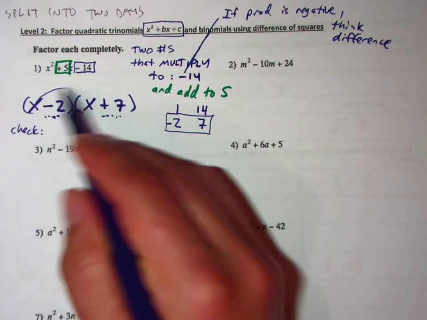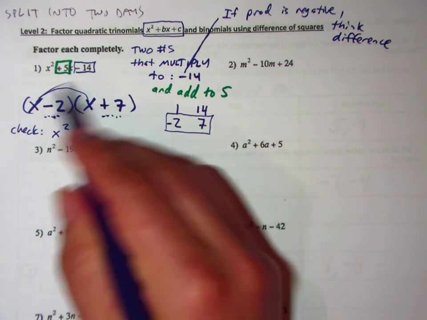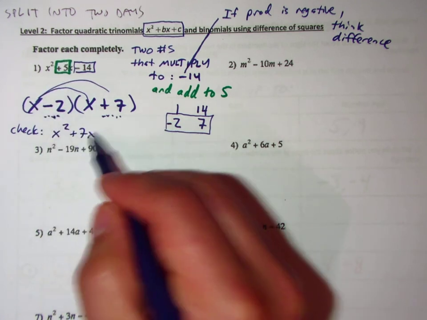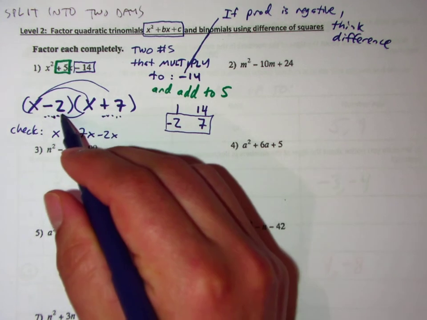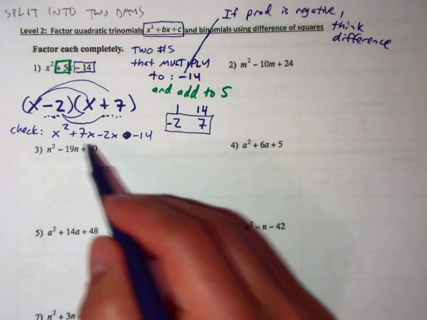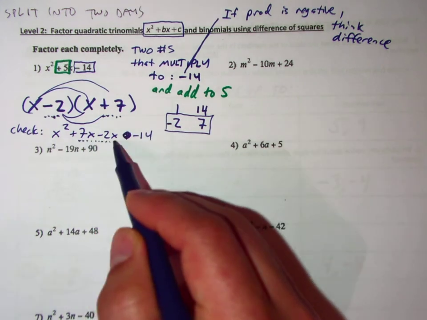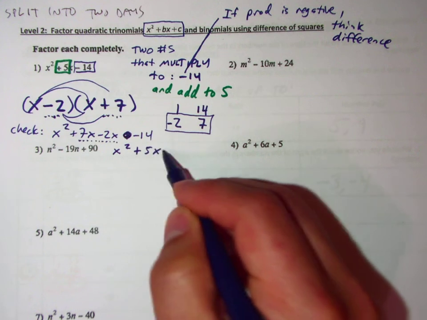If you take x times x, you get x squared. X times positive 7 is 7x. Negative 2 times x is negative 2x, and then negative 2 times positive 7 is negative 14. And now if you combine the middle terms, that does become positive 5x, and you can see we have a match.